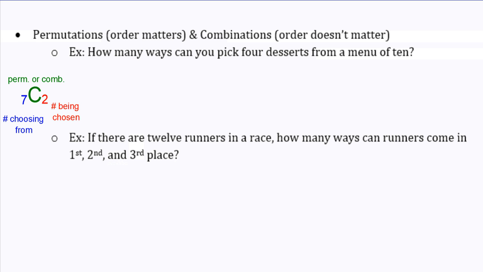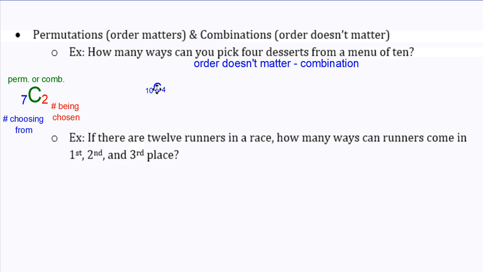Okay? So to tell the difference between them, I want to know, does order matter or not? So in the first problem, 4 desserts from a menu of 10. Well, the order that I pick them doesn't matter. I'm still going to get them all, which means that I do have a combination here. Okay, I'm choosing out of 10 4 desserts, so that means I'm going to have 10C4.